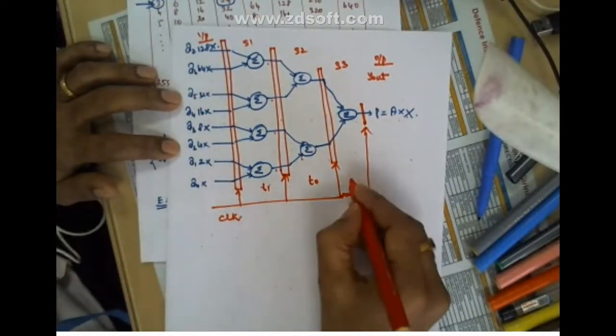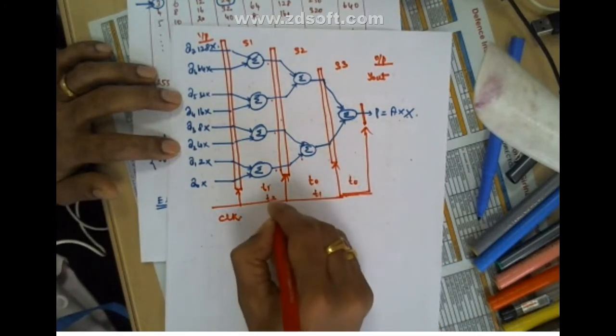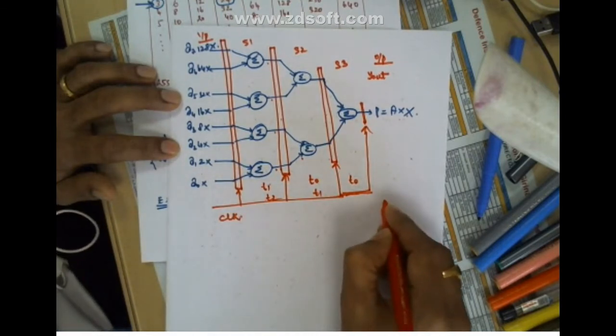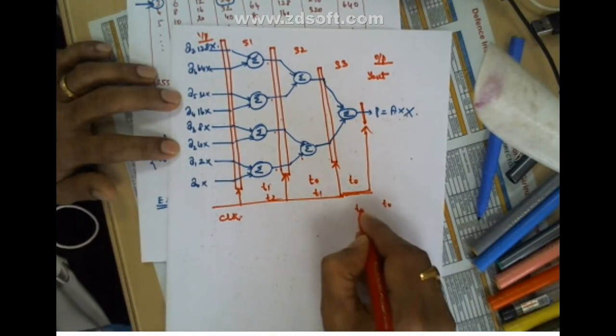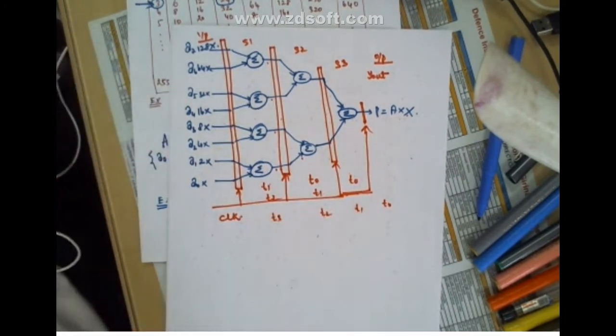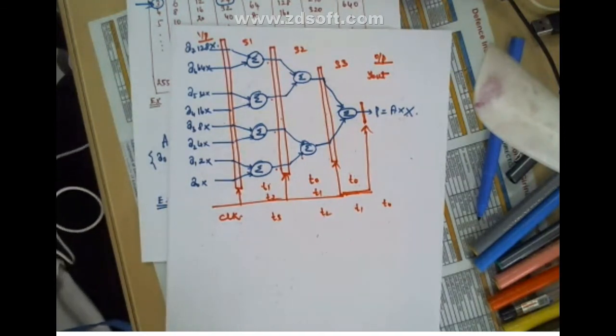Apply another clock now. This stage will work for T0, this stage will work for T1, this stage will work for T2. Apply another clock. The result will come out for the T0 input, and this stage will work for T1, this stage for T2, this stage for T3. And so on and so on. So this computation will keep moving.